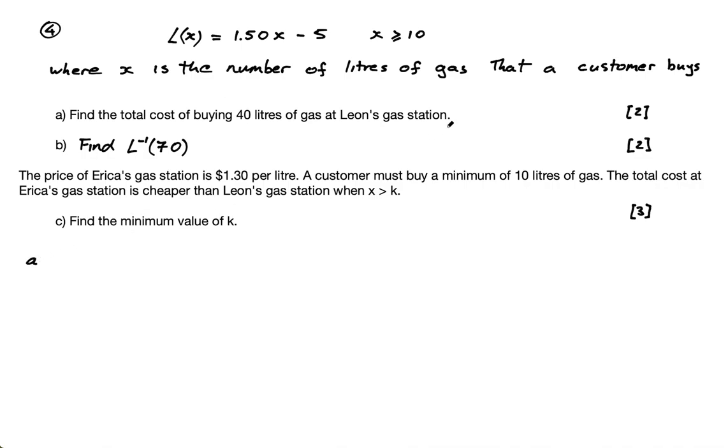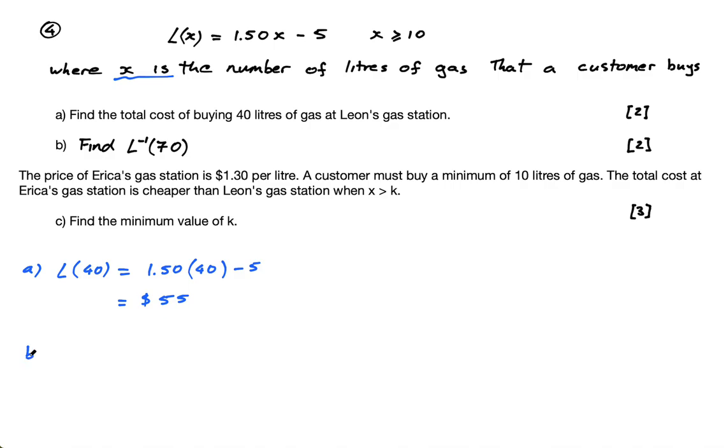So part A says find the total cost of buying 40 liters of gas at Leon's station. So look, x is the number of liters of gas that a customer buys. So x is 40. So essentially I'm trying to find L of 40. L of 40 is 1.50 times 40 minus 5. You can do that with your calculator, but that is going to be 60 minus 5, which is 55, and it's dollars, $55.